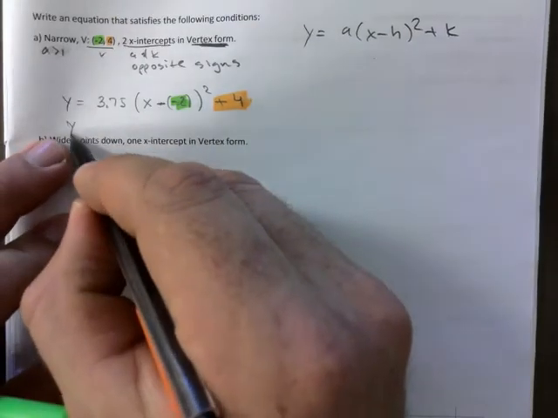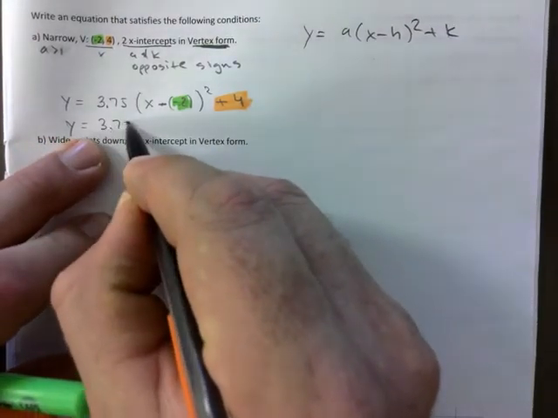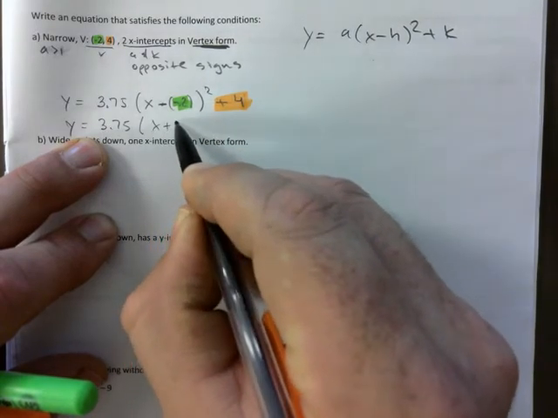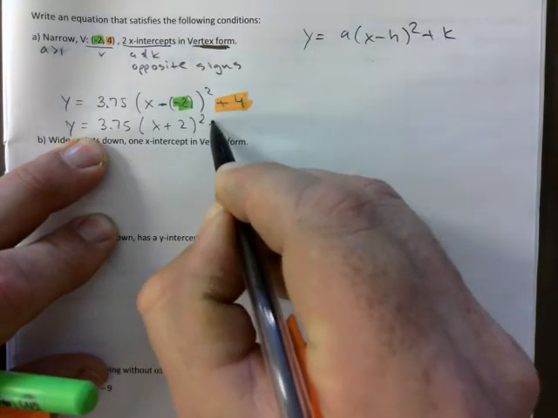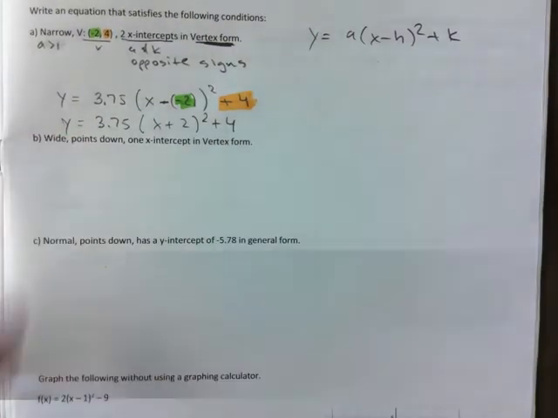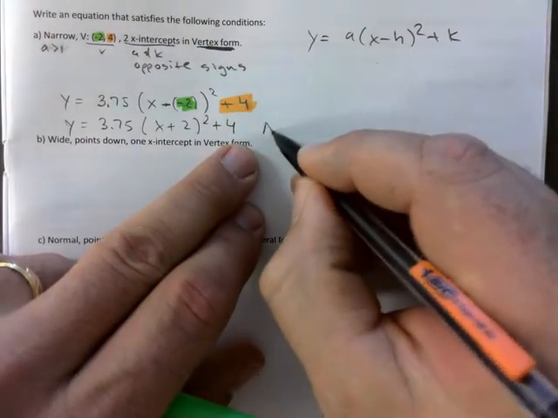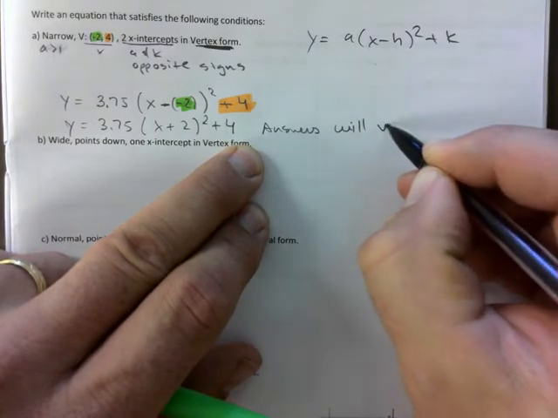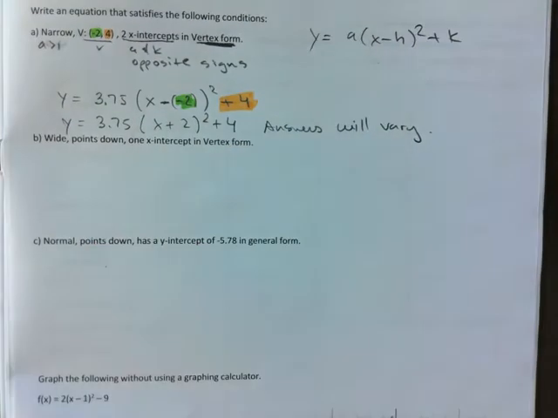So then basically the negative and negative turns into a positive, right? And so that would be one example, right? Answers will vary, and that's okay.